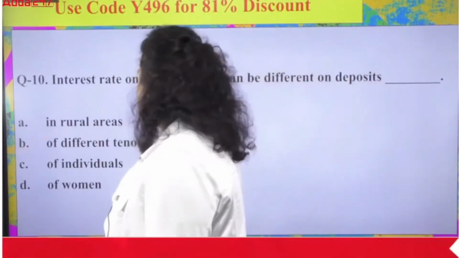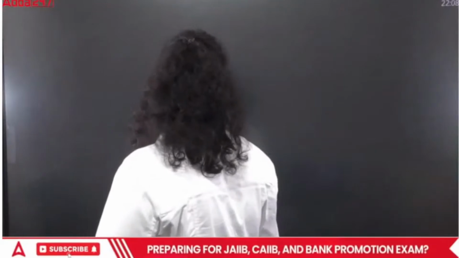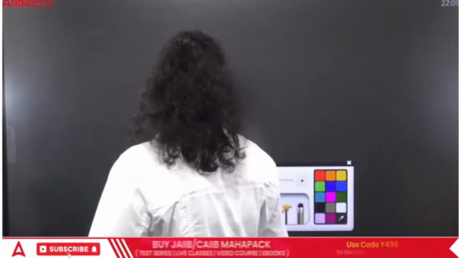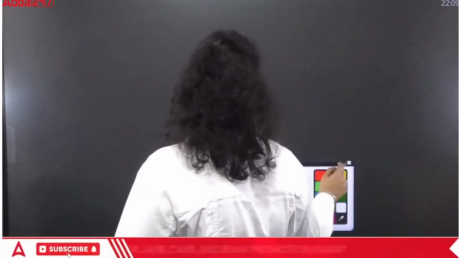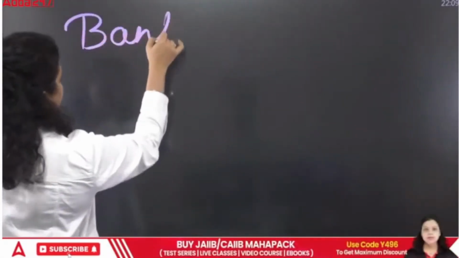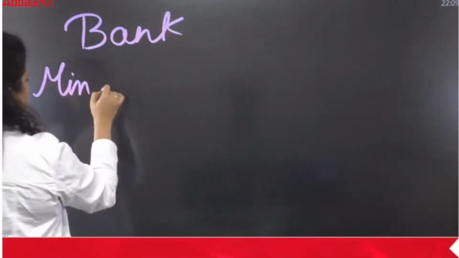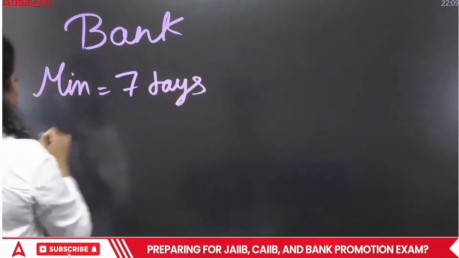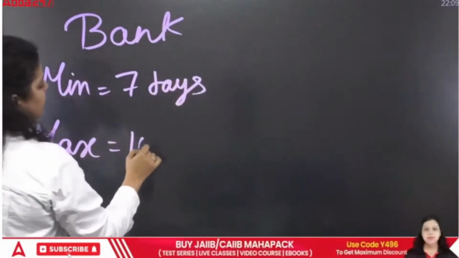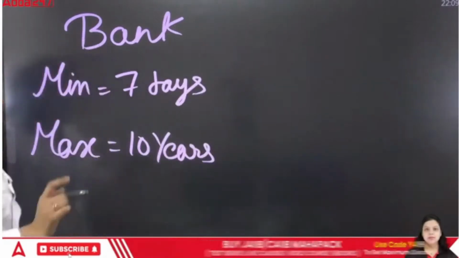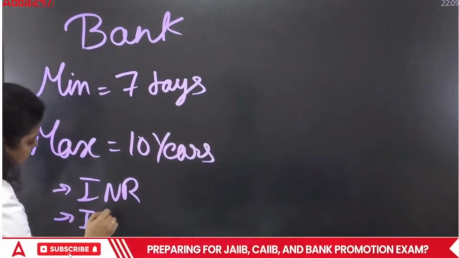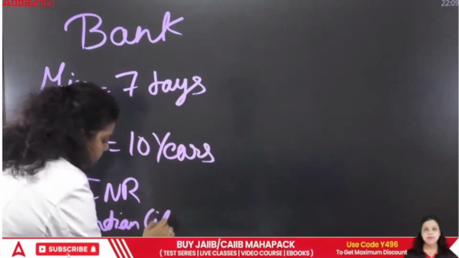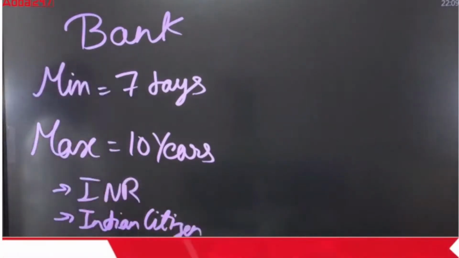Acha. If I talk about the fixed deposit, there are certain different types of fixed deposits available. So let's understand first. Certain conditions are there. If you are having an FD in a bank, the minimum time duration will be 7 days and the maximum time duration will be 10 years. If you are having an FD in a bank that is in Indian currency, in INR, and also the Indian citizen is having the FD. Okay, that's the first condition.